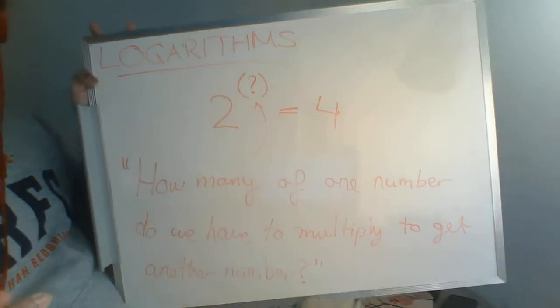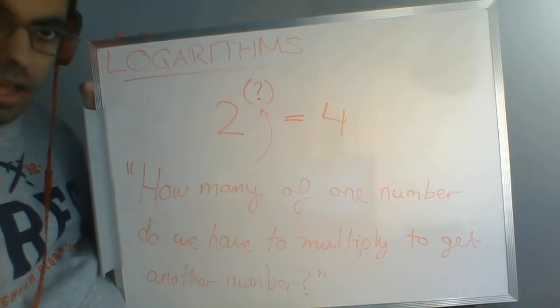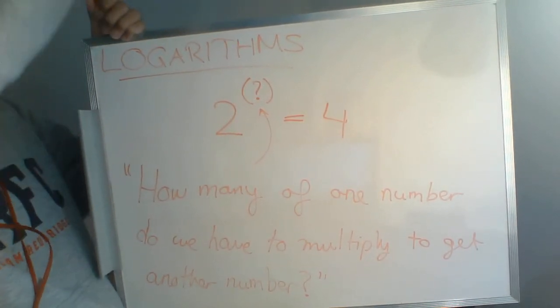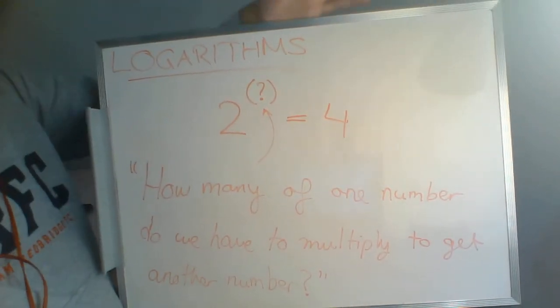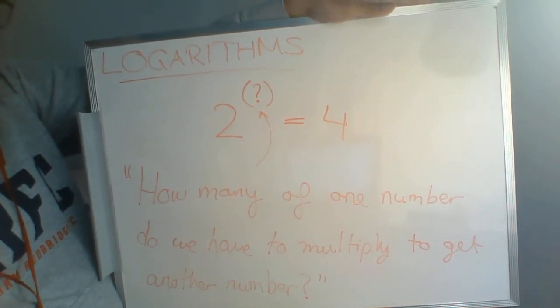So that's basically the question that we're asking here. I hope you can see that all right. But yeah, so basically the question that we're asking when we're working with logarithms is how many of one number do we have to multiply to get another number?